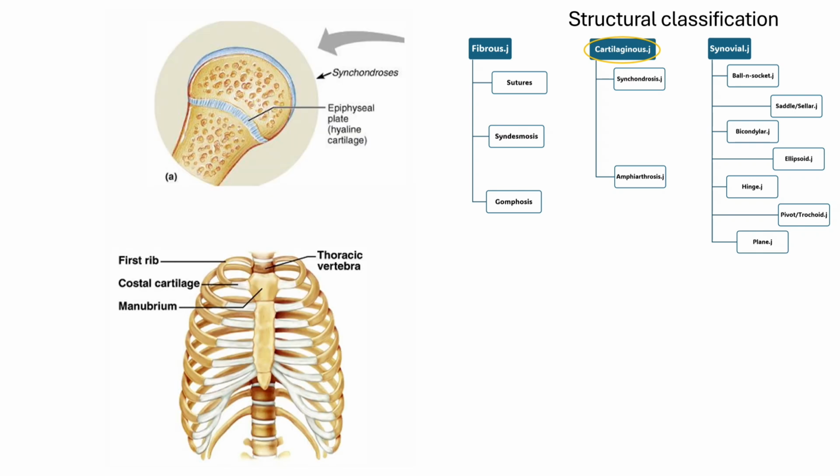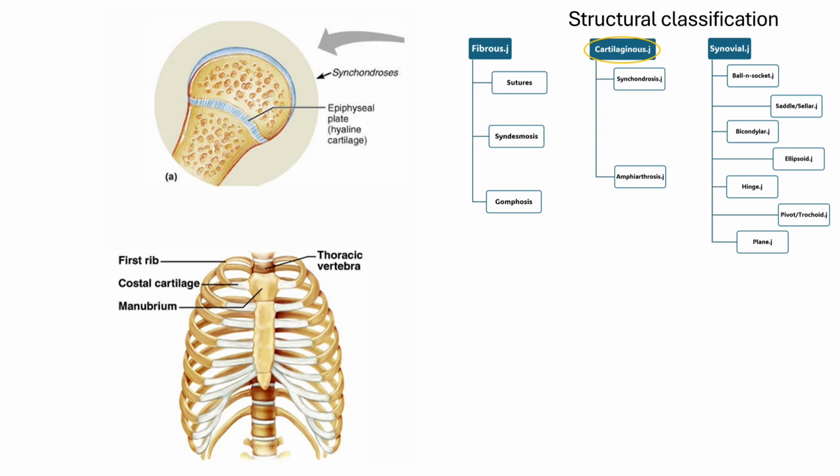Primary cartilaginous joint or synchondrosis. They are joined by the hyaline cartilage. So hyaline cartilage is present in synchondrosis. An example is the epiphyseal plate between the epiphysis and diaphysis in a growing long bone. Then also the joint between the first rib and the sternum. There also hyaline cartilage is present. So a synchondrosis joint is present in between the first rib and the sternum.